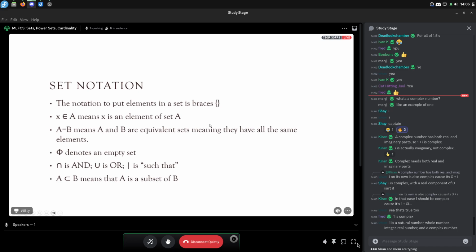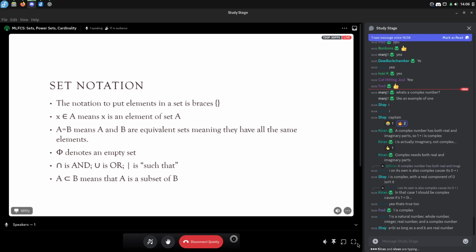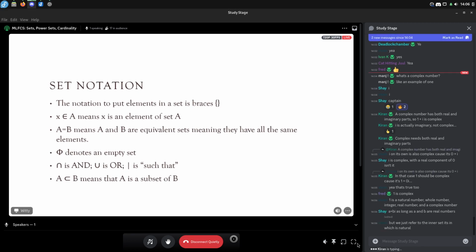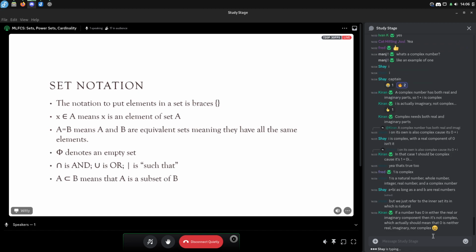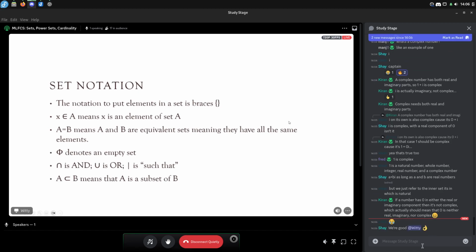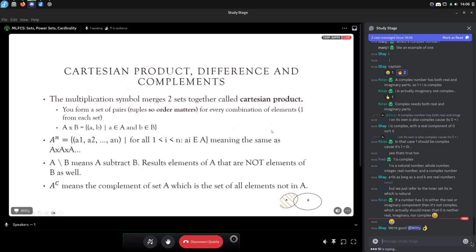Cool. Does anyone have any questions about set notation, or are we good with it? Happy with it? What is going on in the chat with real? Okay. All right. We can argue about it. All right, cool.